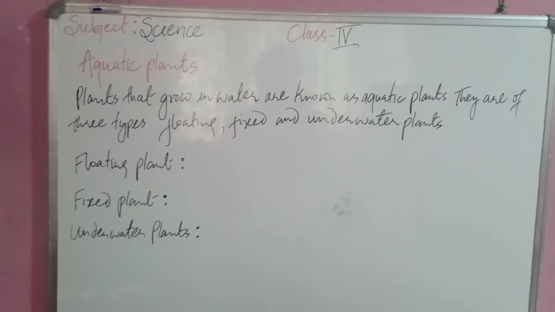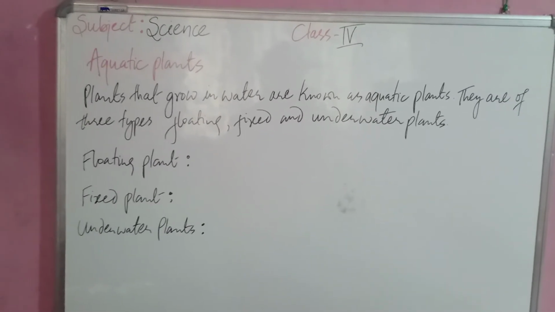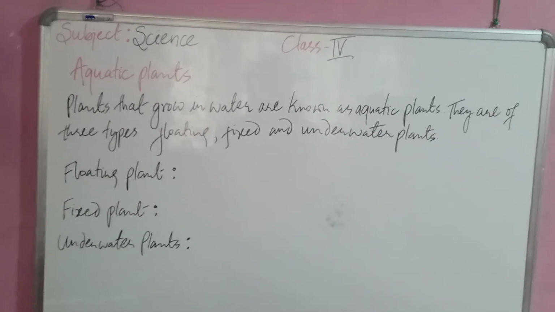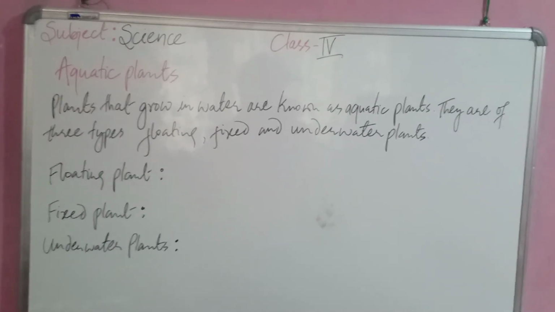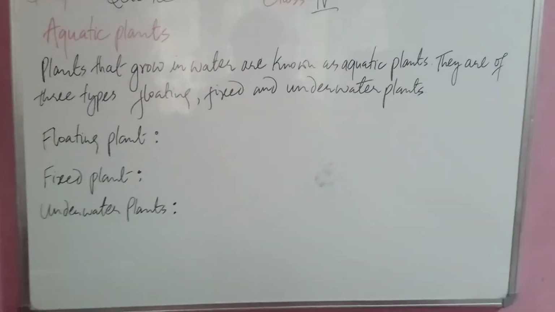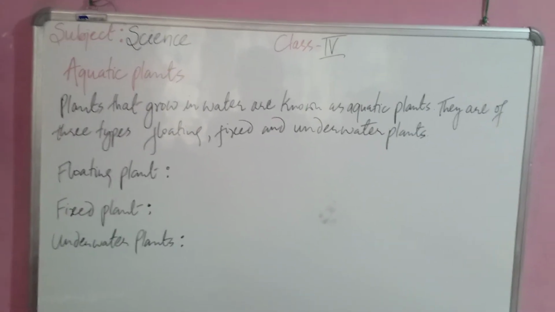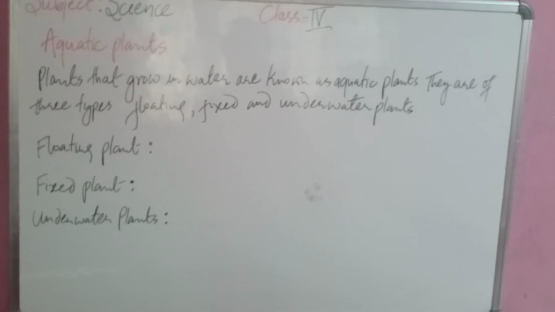They are very long, and these plants are usually very broad and flat with waxy coating on the surface to prevent rotting, so that they don't rot. And lotus and water lily are some examples of fixed plants.